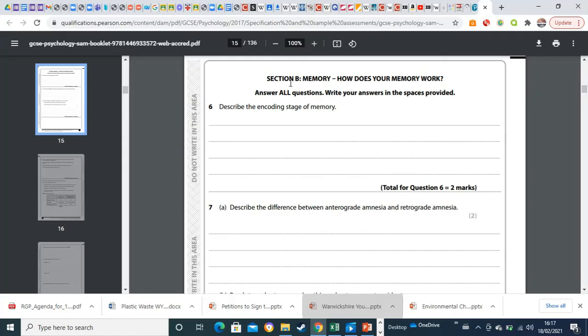Ooh, section B. This is technically called cognitive psychology, by the way. Describe the encoding stage of memory. Right, okay. The encoding stage technically is the bit between sensory memory and short-term memory, by the way. That's all it is. That's what they mean when they say the encoding stage. It's when they take information from the sensory register and turn it into auditory information for the short-term memory.